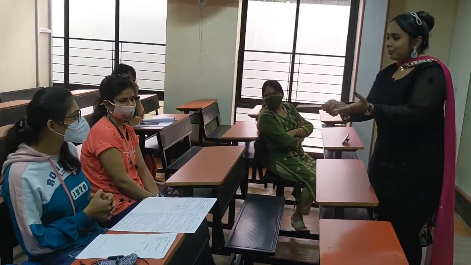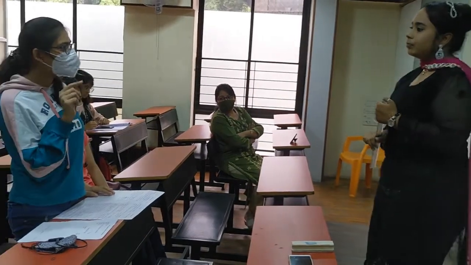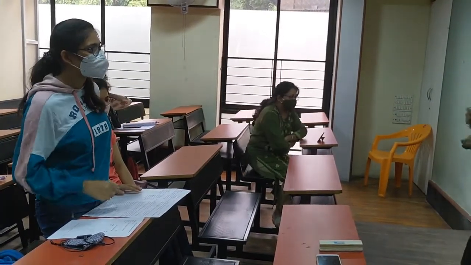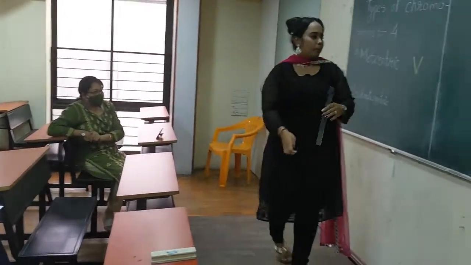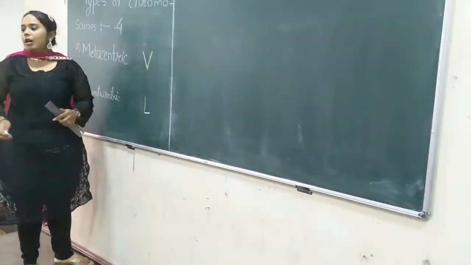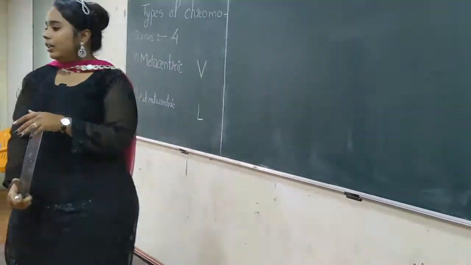Gitanjali ma'am, what is a submetacentric chromosome? It is L-shaped. Okay. Divyanshi, what is a submetacentric chromosome? Ma'am, it is one whose centromere is not at the midpoint and it is L-shaped. It is near the midpoint. So it is which shape? L-shaped. Perfect. Let us see the third type of chromosome.